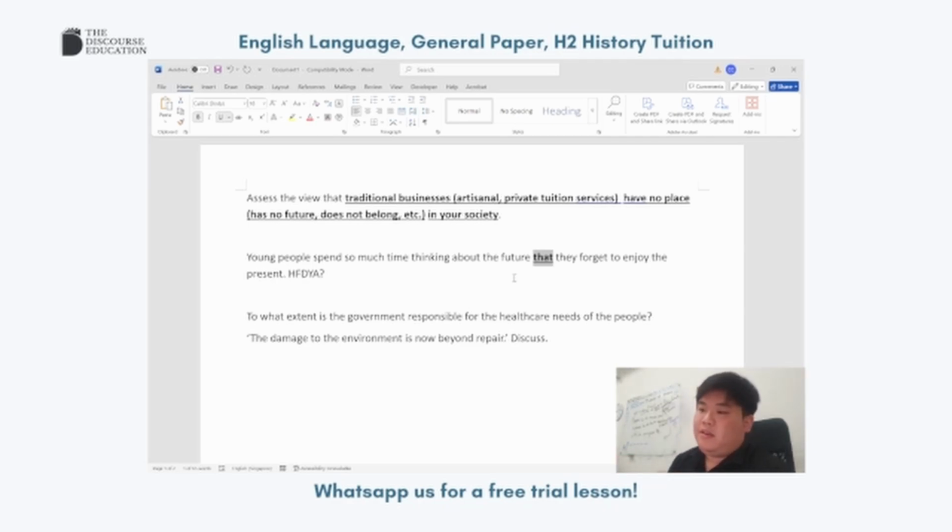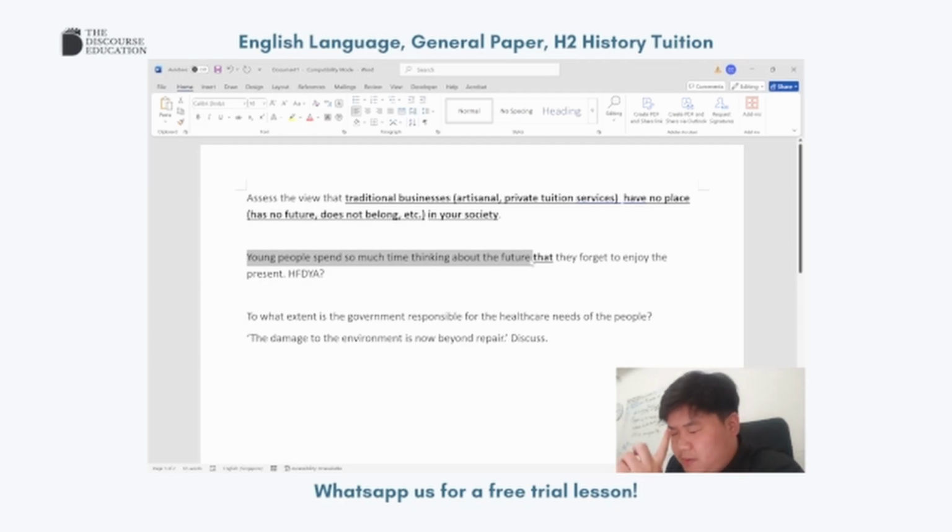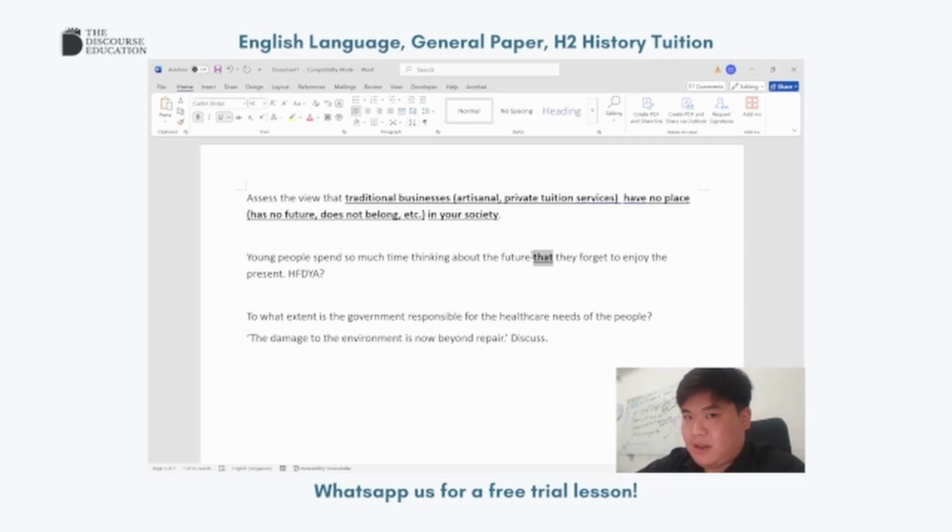What do I mean? So, if we forget about this, some students may end up just addressing this part. Young people spend so much time thinking about the future, and then they neglect the second idea. Or they spend all their time engaging with the second one, and they forget to address this part in the explanation. So this word essentially in this case serves as a conjunction that connects these two ideas together, and it not only connects these two ideas together, it establishes a causal relationship between them.